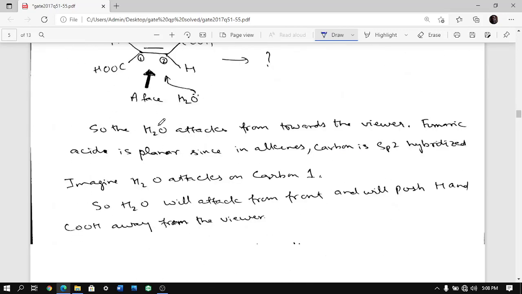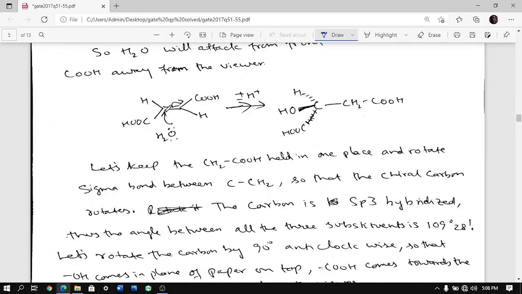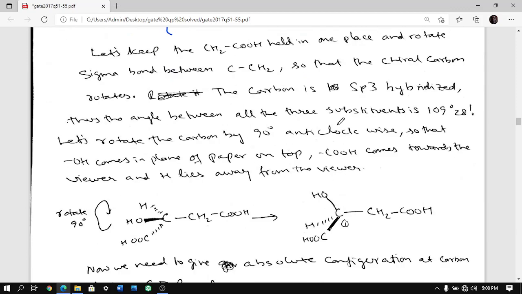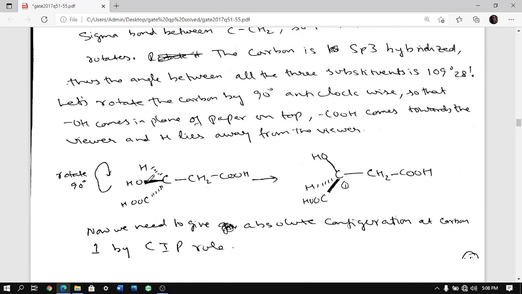So let's go ahead. So imagine the attack is happening from A face, that is coming from outside the board, and happening on carbon number 1 because that's what I have taken as the reference. So when H2O comes and attacks from here, what will it do? It will push this and this inside, and OH will come on top. So you have OH towards the viewer, exactly in front of you, okay? And it has pushed both of them inside, and you have this CH2COOH. Then we have to rotate a little bit so that they come in plane. I am rotating 90 degrees so that this OH comes in plane.